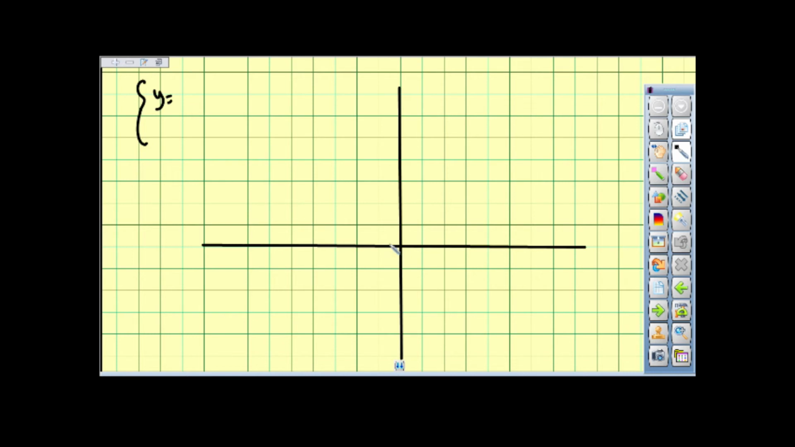What was the first equation in the system? Somebody write it down for me, please. Is it 2x or -2x? Come on, you guys. Can't be doing that to me. -2x minus 1. How about the second one? What was the second one?